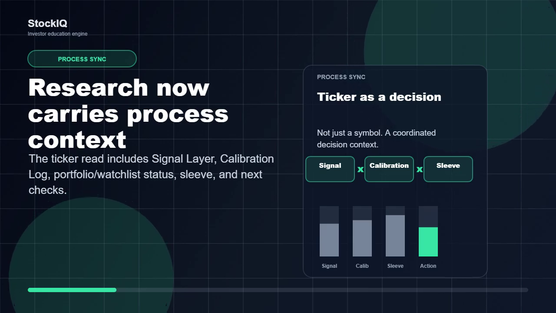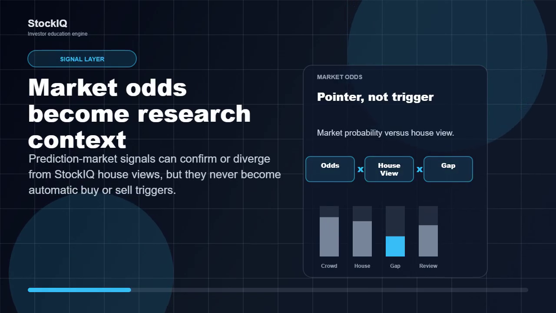Here is why that matters. The research tab still gives the starting point: price, target range, company context, news, risk, and a first-pass triage. But now that research output also includes process sync. Process sync pulls in the prediction market signal layer, your calibration log, portfolio or watchlist status, and the sleeve playbook. That means the ticker is not just analyzed as a symbol. It is analyzed as a decision.